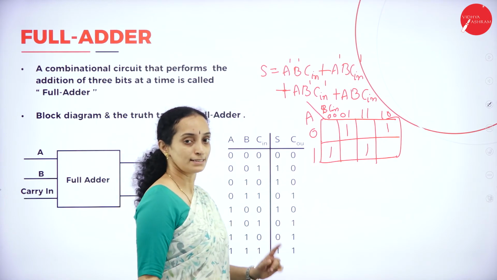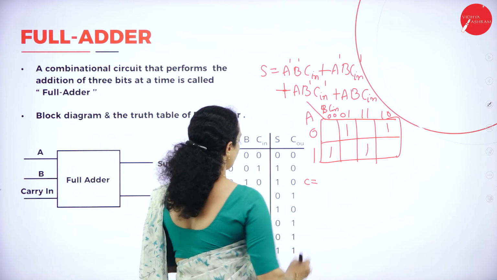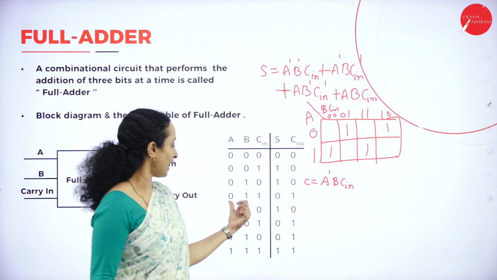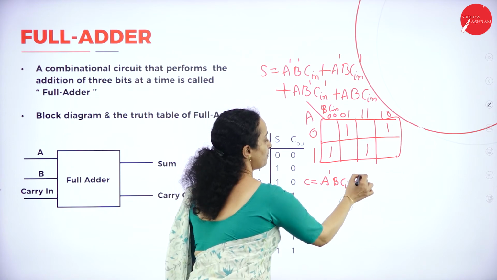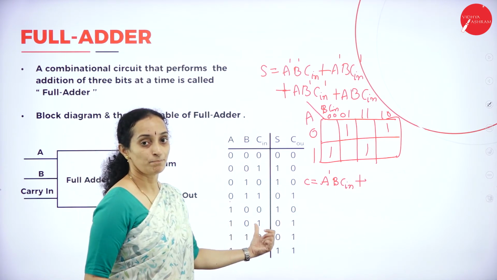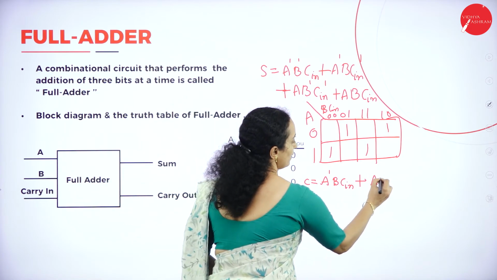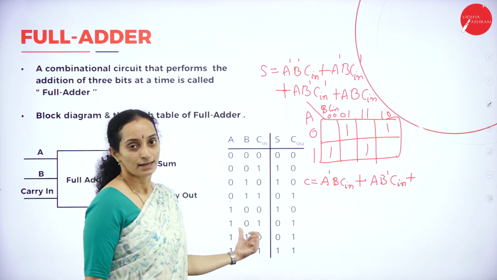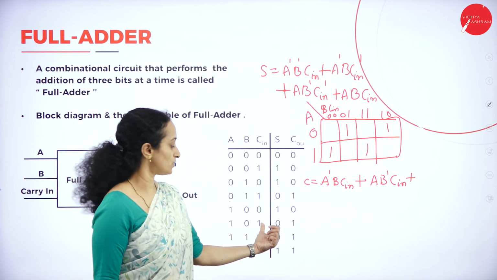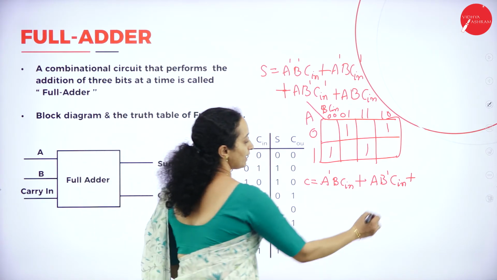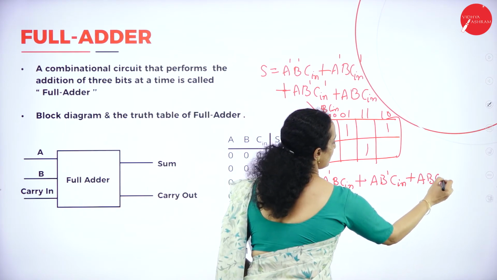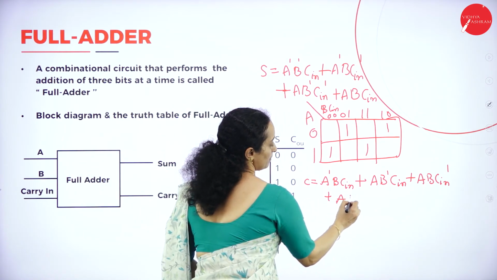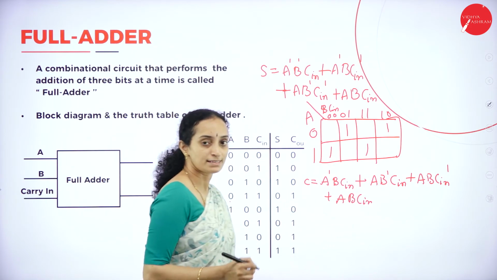Okay, let's check with the carry. Carry has the expression A dash B C in, plus A B dash C in, plus A B C in dash, plus A B C in. Can we simplify this?